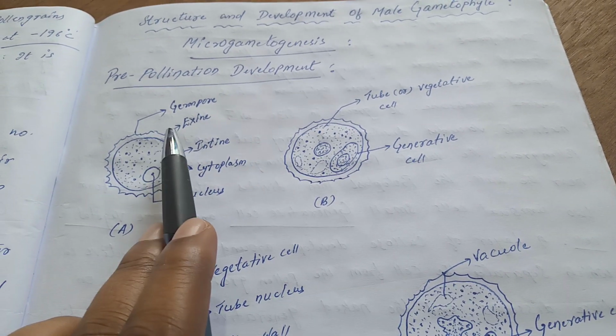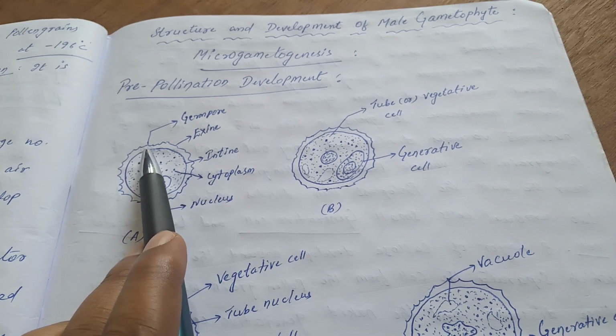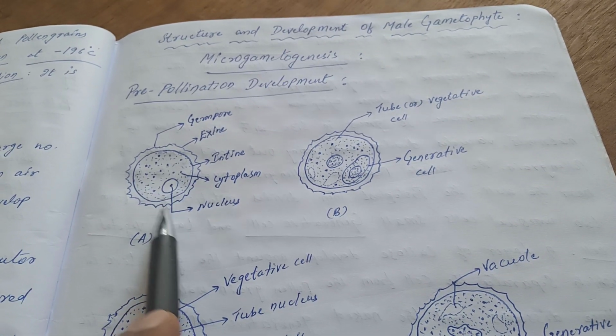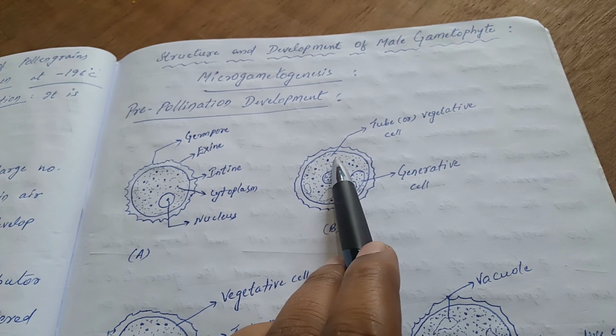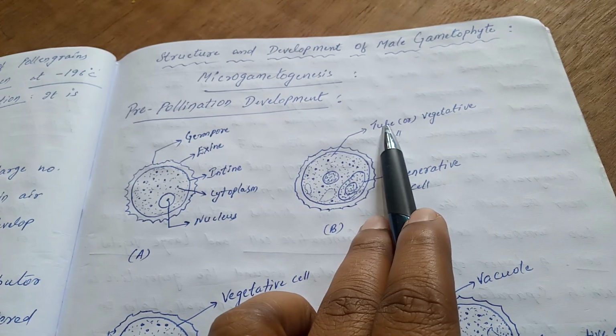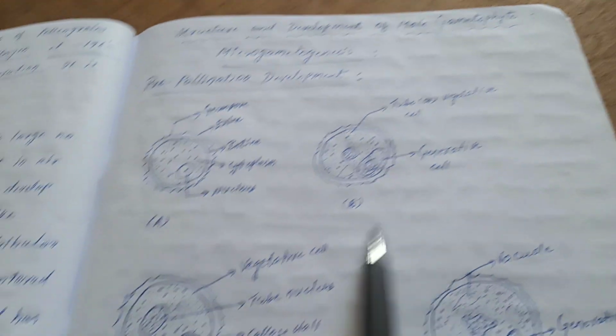Pollen grain has two layers: exine, intine, and this is the germ pore. This is the cytoplasm of pollen grain, and this is the nucleus. This is the second diagram. So pollen grain has two cells: a larger vegetative cell, also called tube cell, and a smaller generative cell.